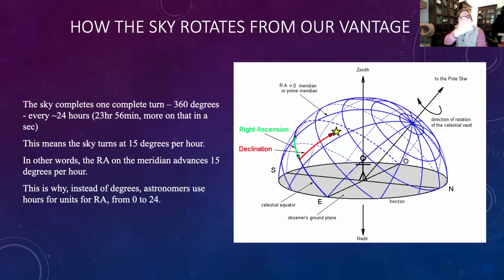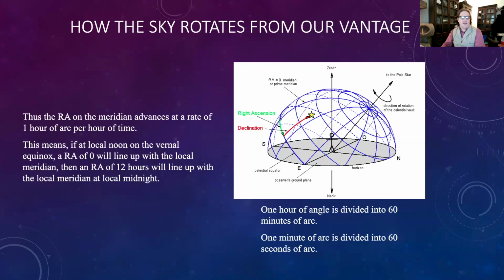All right, and so this basically talks about what I was just talking about. The sky turns 15 degrees per hour, and RA is in terms of 0 to 24 hours. 1 hour of angle is divided by 60 minutes of arc. 1 minute of arc is divided by 60 seconds of arc. But again, if you want to convert from that into a degree unit, then you have to multiply by 15.